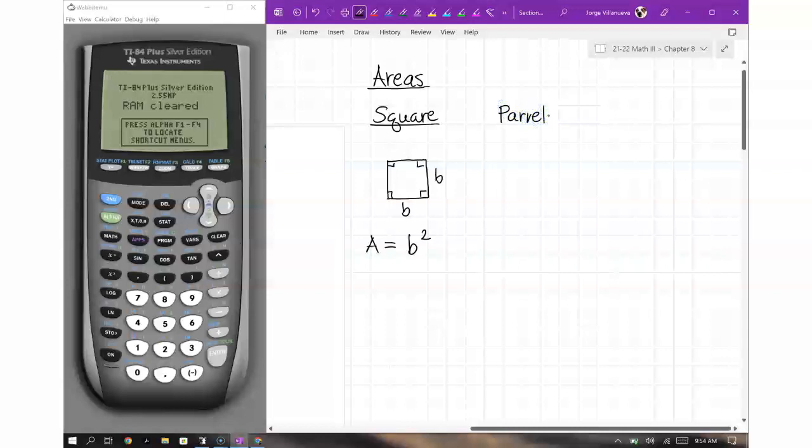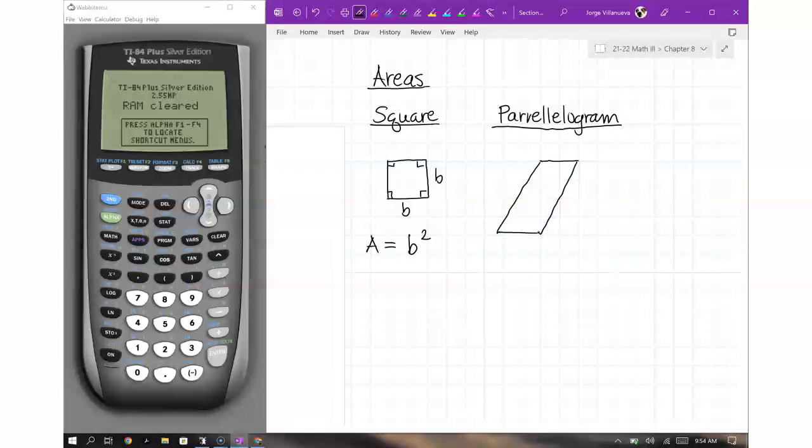Parallelogram. Is it two L's or one? There's two. Parallelogram. So this would look like this. Now, it doesn't have to look like this angle all the time, but it's going to be something like this. It's kind of like a rectangle that's slanted, okay? Now, for this, your b value is going to be that little piece right there. Your height, you actually have to drop it.